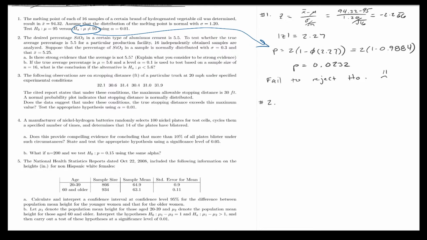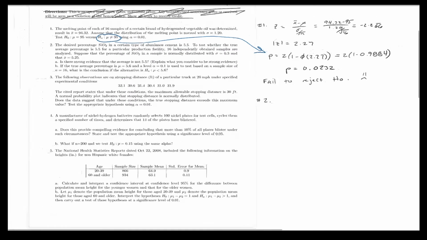Suppose that the percentage of SiO2 in the sample is normally distributed with standard deviation 0.3, and that X bar from that sample was 5.25. Based on those numbers, is there strong evidence to suggest that the average is not 5.5? Explain what you consider to be strong evidence.